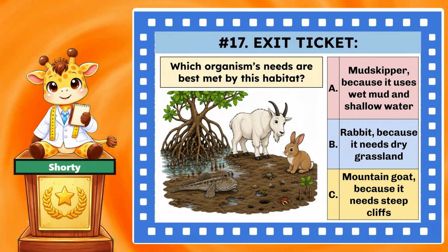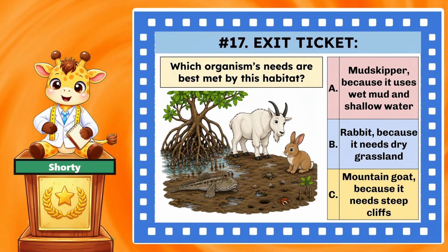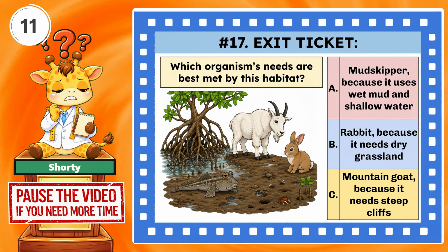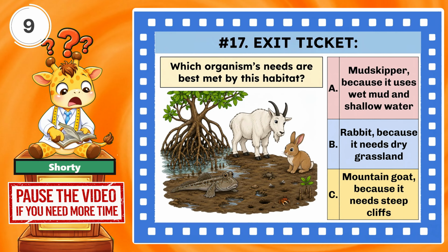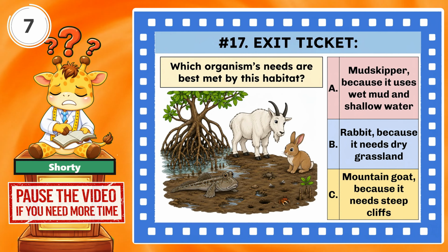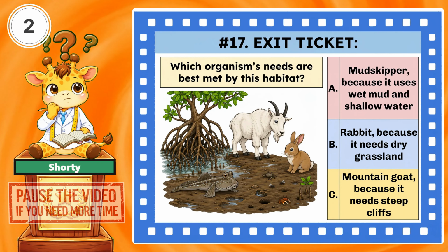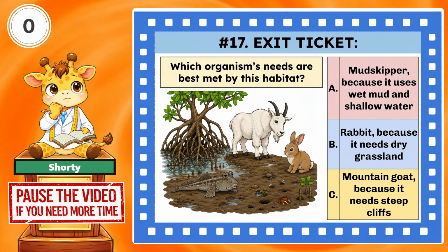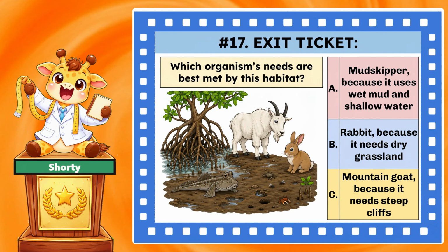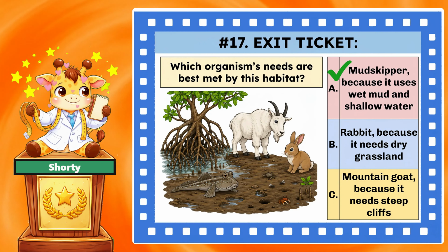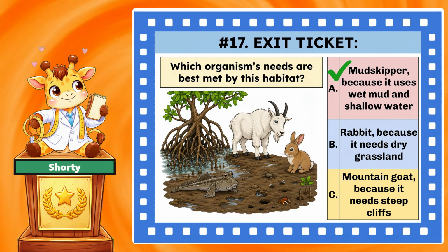Which organism's needs are best met by this habitat? And the correct answer is letter A, mud skipper, because it uses wet mud and shallow water.